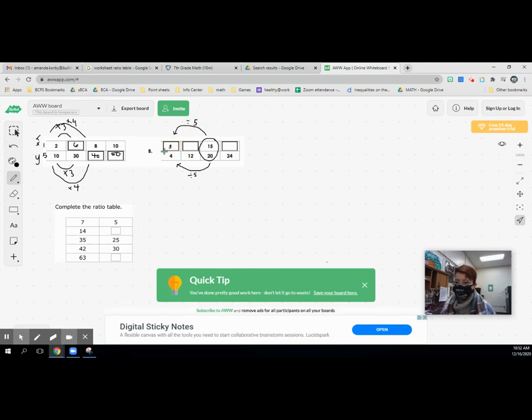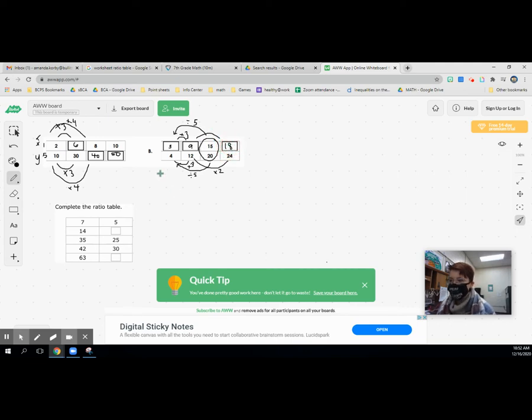All right, so now I can work my way up or down. And I could do 4 times 3 to get to 12. 3 times 3 to get to 9. Whatever I do to one number, I have to do to the corresponding number. If I want to go from 12 to 24, I just double it. So then I would double the 9 and get 18.